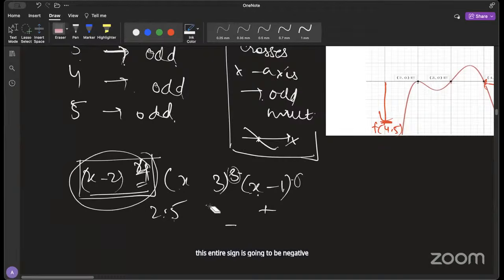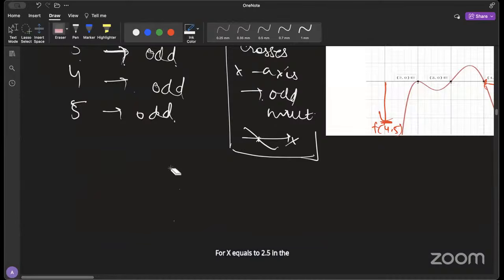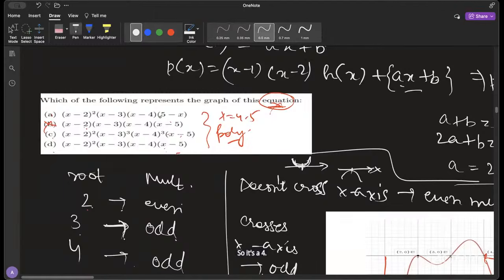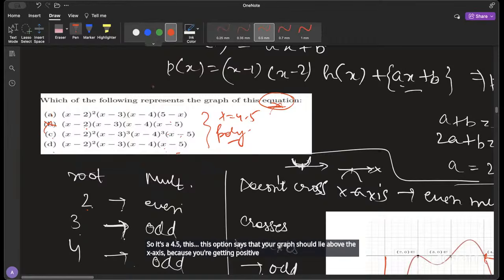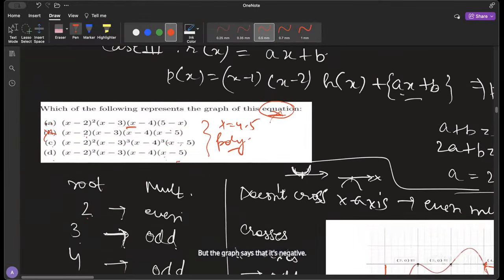That means your function should lie below the x-axis at x equals 2.5 in the example we just did. So for 4.5, option A says your graph should lie above the x-axis because you're getting a positive number at x equals 4.5. But the graph says it's negative. That means this option is incorrect as well.